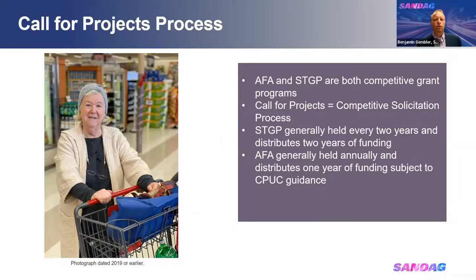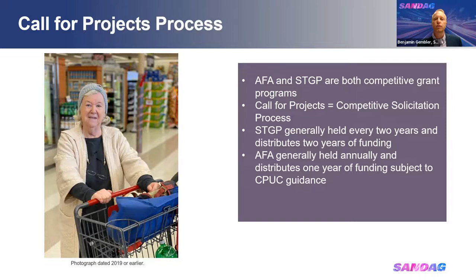Although there are distinct differences between the two programs, both Access for All and STGP are competitive grant programs that have a process for applicants to propose projects to be considered for funding. The call for projects refers to this process, during which there is a 90-day window for applicants to create and submit proposals. Typically, we also hold pre-application workshops that inform potential applicants of the AFA Cycle 1 call for projects, review grant program requirements and call for projects materials, and answer any questions prior to proposal submission.